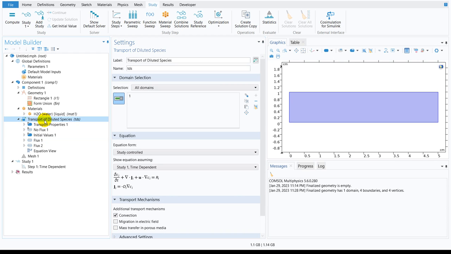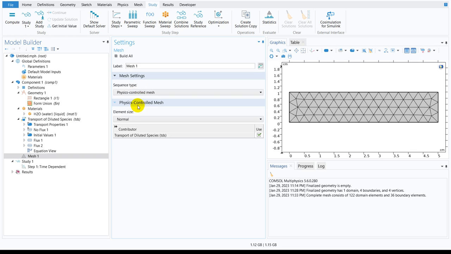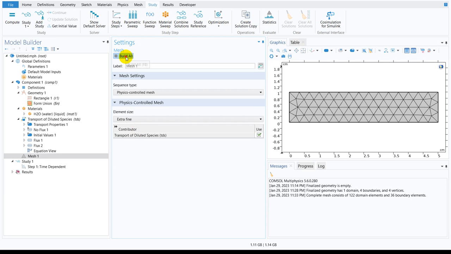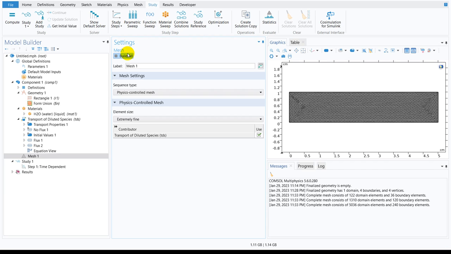So yeah, we have defined most of the things. Now let us go for a mesh. It's not a very bad meshing. So what I do is I go to extra fine option. I'm not happy yet. Extremely fine. This is perfect for the learning purpose.